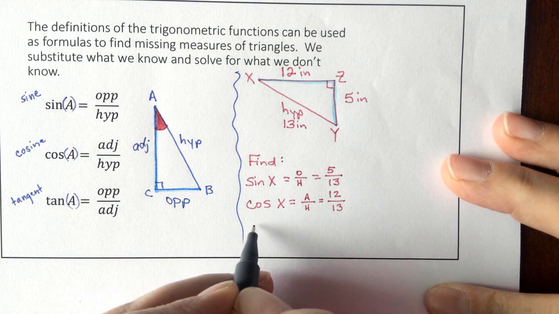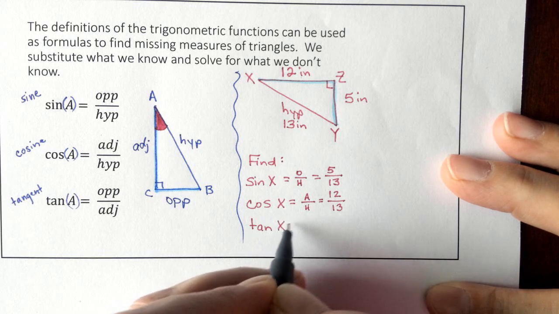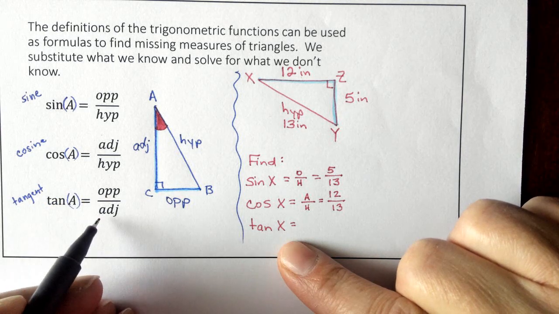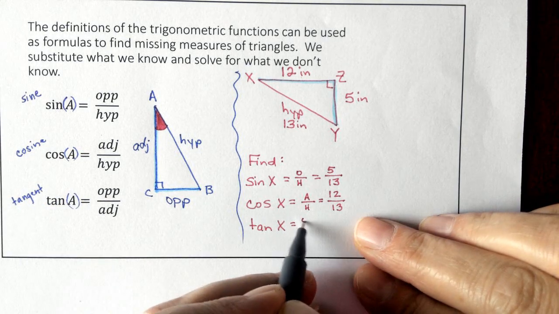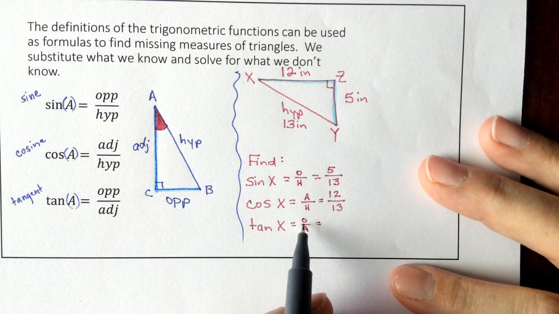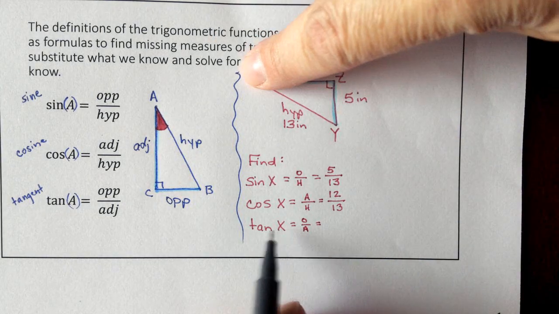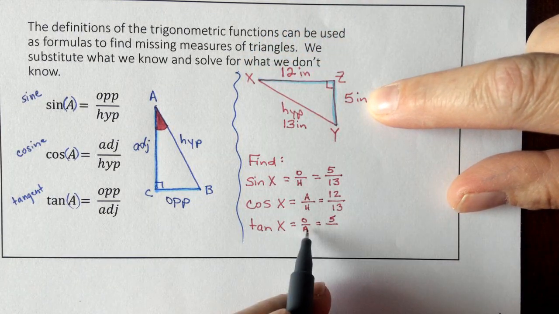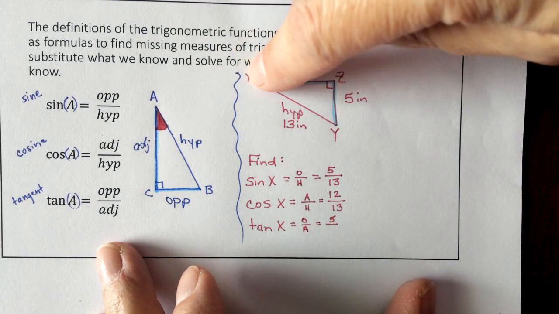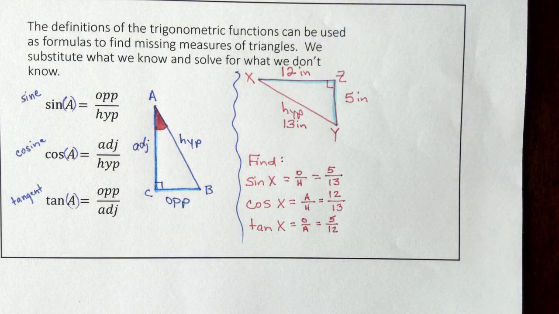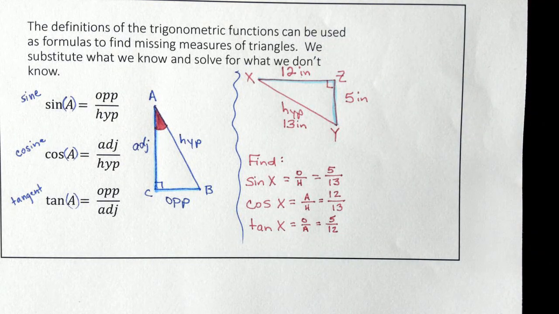Let's do a couple more. Let's do tangent of angle X. Okay, tangent is opposite over adjacent, O over A. Opposite from X is 5. Adjacent is the attached leg, so from X the attached leg is 12. So 5 over 12. All we're doing is writing ratios.